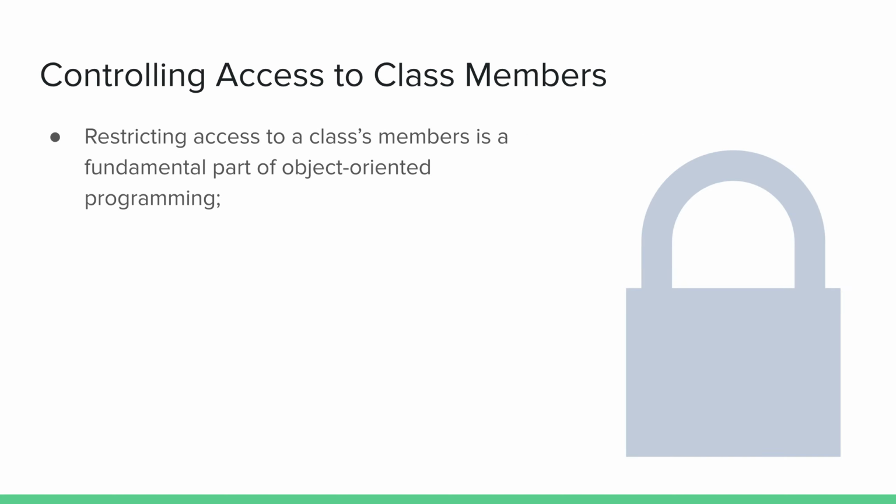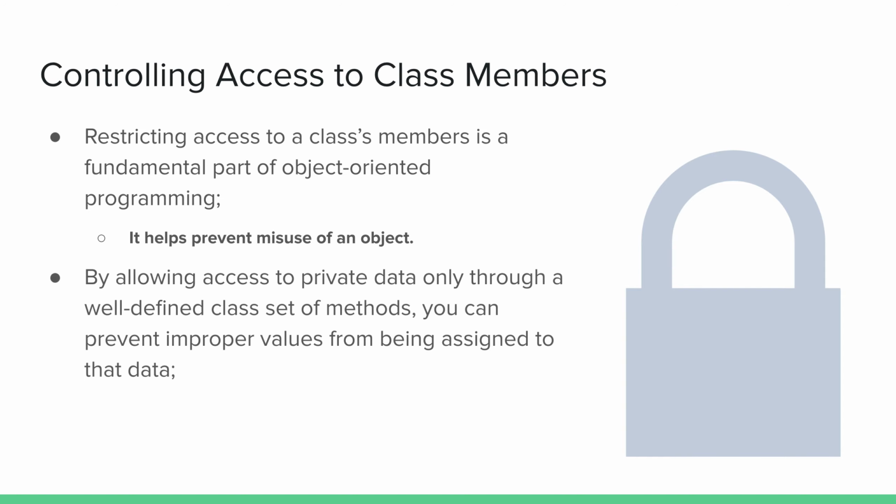Restricting access to a class's members is a fundamental part of object-oriented programming. It helps prevent misuse of an object. By allowing access to private data only through a well-defined set of methods, you can prevent improper values from being assigned to that data, for example by performing a range check.